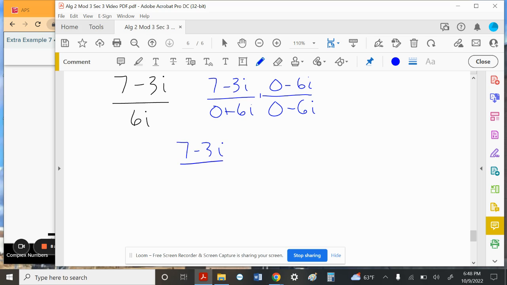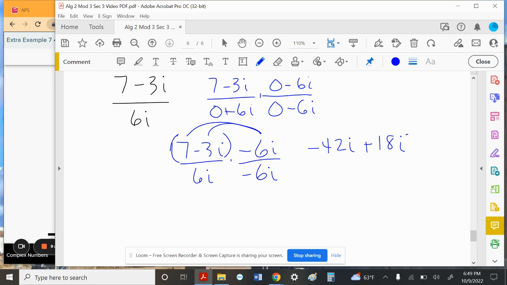So just so that you kind of see it, we are multiplying by negative 6i over negative 6i. And of course, negative 6i over negative 6i is 1. So we can multiply anything by 1 and it won't change the problem. But we aren't going to cancel those. We're going to distribute the top through. So negative 6 times 7 is negative 42i. 7 times negative 6i. Negative 3 times negative 6 is positive 18i squared.